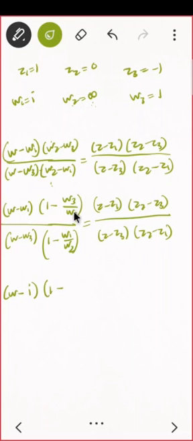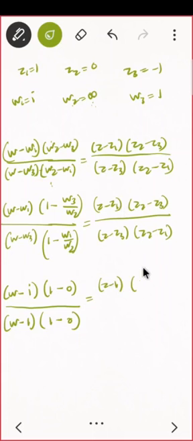The denominator has w2, so it is going to be 0. And here I'll have w minus w3. w3 is 1. And here 1 minus, again the denominator is w2, so this is 0. So this is gone. Multiply by z minus z1, what is z1? That is 1. What is z2 minus z3? z2 minus z3, that is 0 minus minus 1.